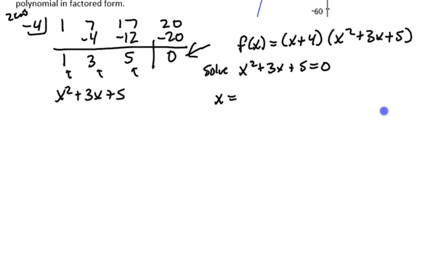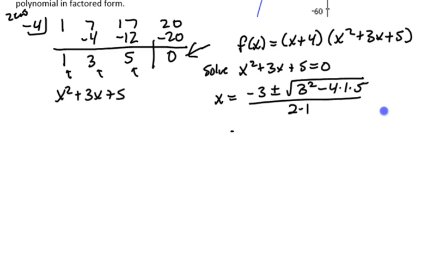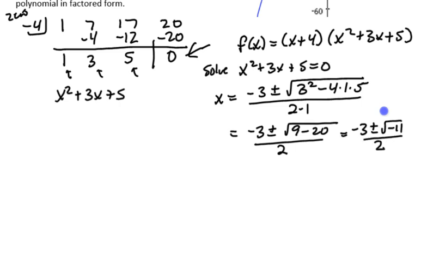So x equals -b plus or minus the square root of b squared minus 4ac, all over 2a. Just to help you remember the little formula there. So -3 plus or minus the square root of 9 minus 20, all over 2, which is -3 plus or minus the square root of -11, over 2.